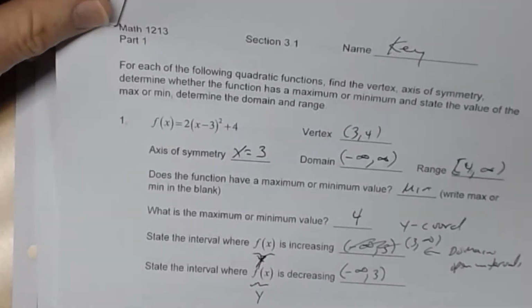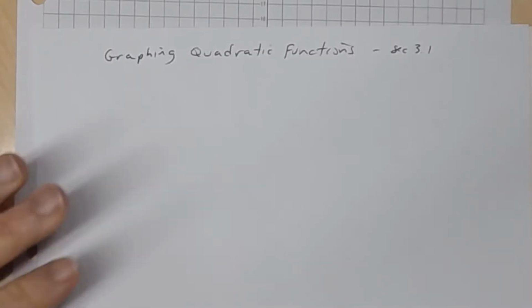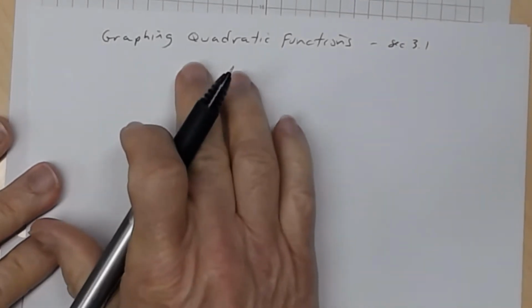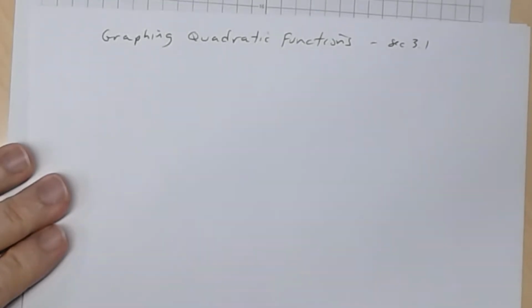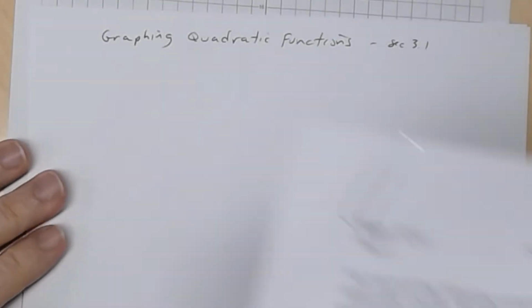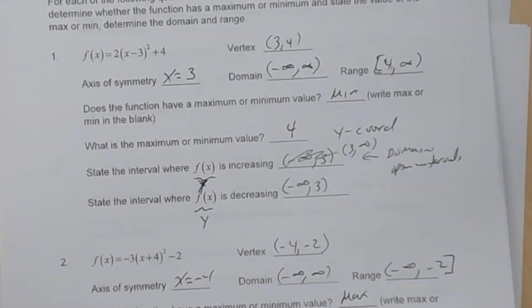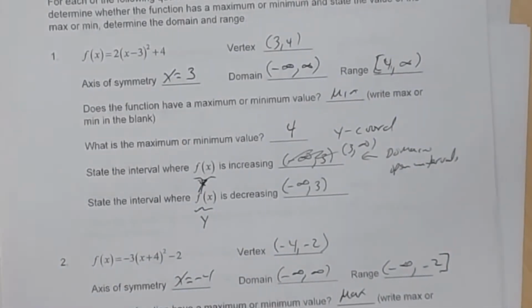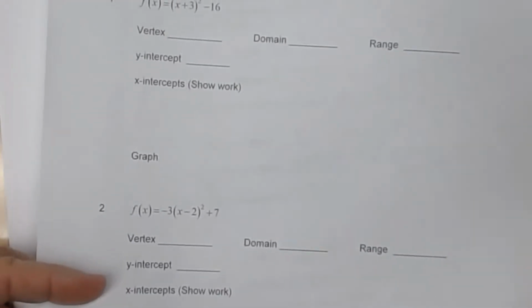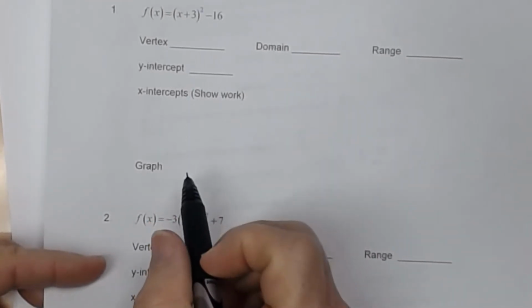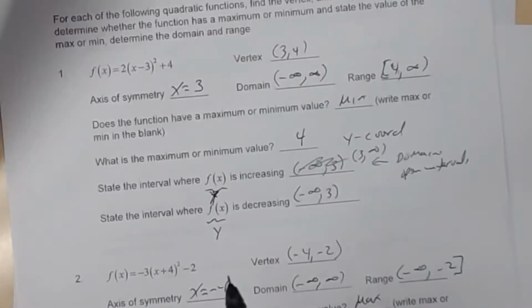So part 1. All right, now assuming you've done your review, let's talk about how to graph the quadratic functions using this information. Plus the only other thing we're going to do now is this. We're going to talk about how you find the y-intercept and how you find the x-intercept. Okay? All right, so that's what we're going to talk about.